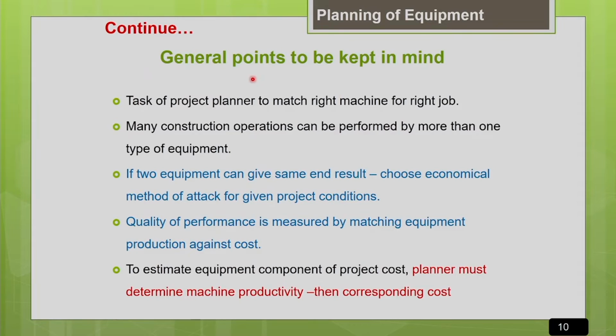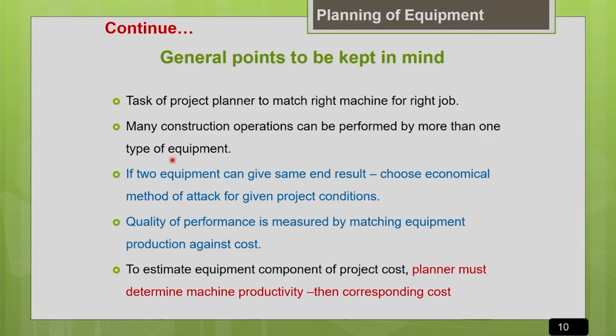So what are the other general points to be kept in mind while planning the equipment? As I told you, the task of the project planner is to choose the right machine for the right job. It's really a challenging task nowadays as there are so many options available even for the same job in the construction equipment market. So many models are available even for the same particular function. Many construction operations can be performed by more than one type of equipment. So now how to make the decision?